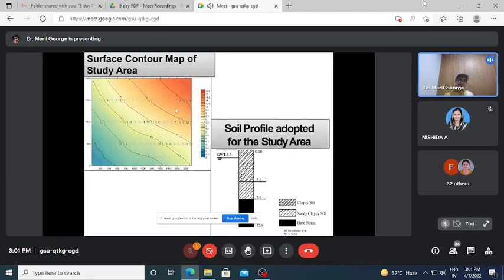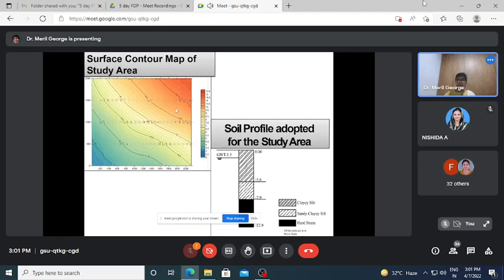The elevation of this particular study area ranges from 12.5 meter to 2 meter above mean sea level, and this shows the surface contour map of the study area and the average soil profile obtained for this study area, which was prepared based on the borehole details in that field, and which was approximated based on the data obtained from those 3 boreholes.